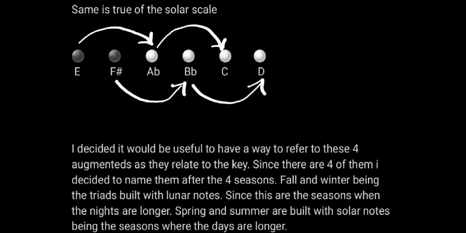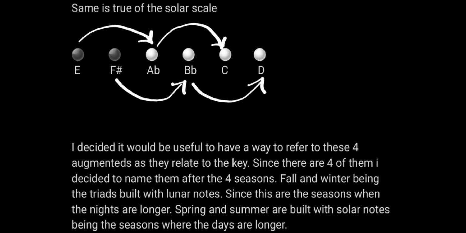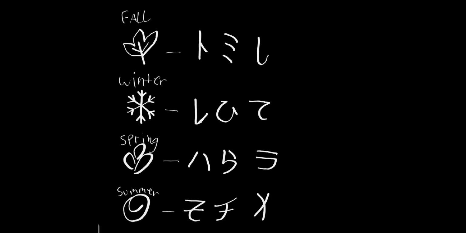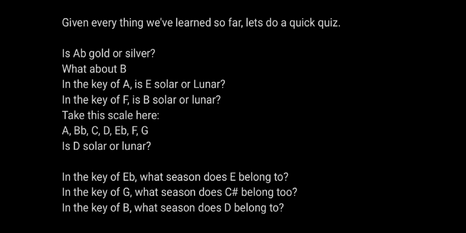I decided it would be useful to have a way to refer to these 4 augmenteds as they relate to the key. Since there are 4 of them, I decided to name them after the 4 seasons. Fall and winter being the triads built with lunar notes, since these are the seasons when the nights are longer. Spring and summer are built with solar notes, being the seasons where the days are longer. Here we can see each of the seasons, each of the augmented chords: fall, winter, spring, summer, with the solfege listed for each triad. Okay, given everything we've learned so far, let's do a quick quiz.